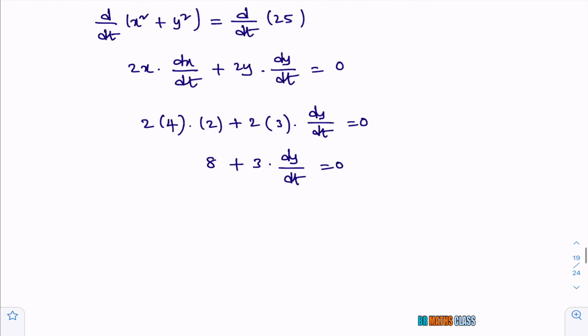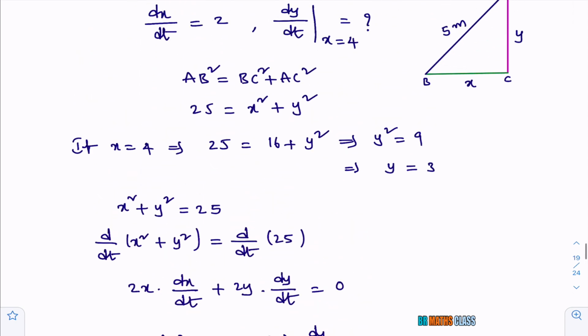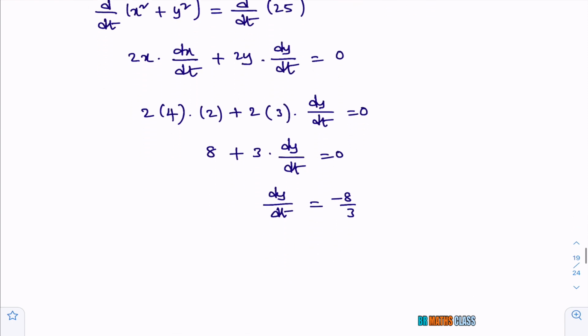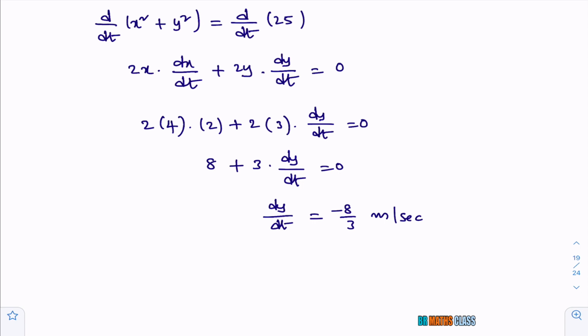From this, what is dy by dt? dy by dt equal to minus 8 divided by 3. Actually answer we got in terms of negative. That means rate of change of y is decreasing. You see in the question also they are asking how fast height on the wall is decreasing. So the rate of change of y is 8 by 3 meters per second. As the answer is in terms of negative, we can easily understand that this is rate of change of decrease.